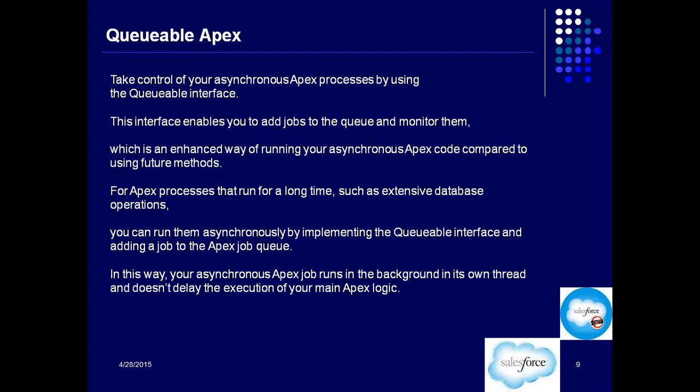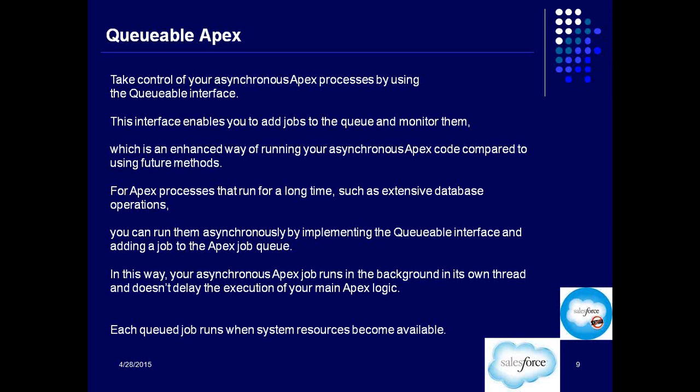So if it is running in the background, anything else which is happening on the front end, or any synchronous Apex which is getting executed on the runtime, that also does not get hampered. So this keeps on running in the backend on its own thread, and it does not interrupt any other synchronous Apex from getting executed.